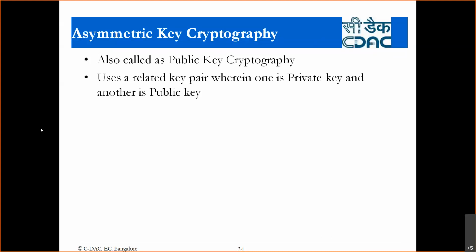Now, can you give me a real life example, or have you seen a lock in your real life which requires two different keys, one for locking? If this key is used for locking, the second key is used for unlocking. Have you seen any such type of lock?